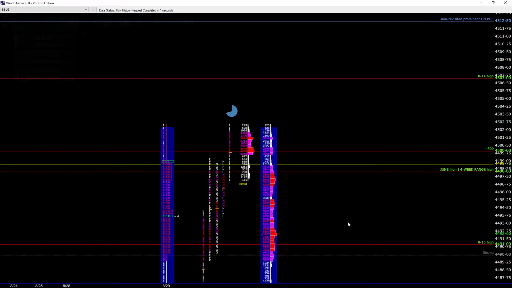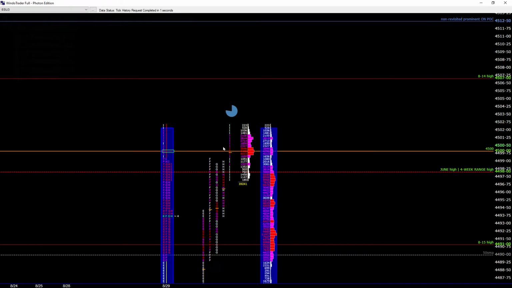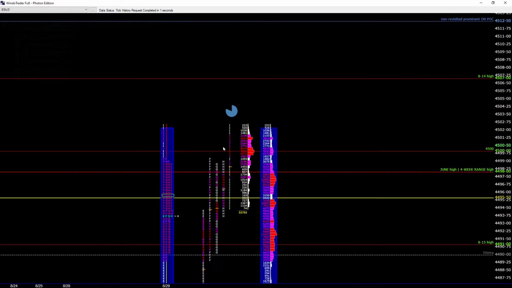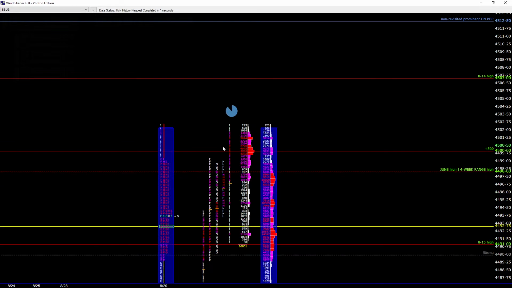It took these highs out, and that can be mistaken. Also, this is another mistake traders make. They see the spike and think, okay, now finally I'm going to go long. Look at what the market does.